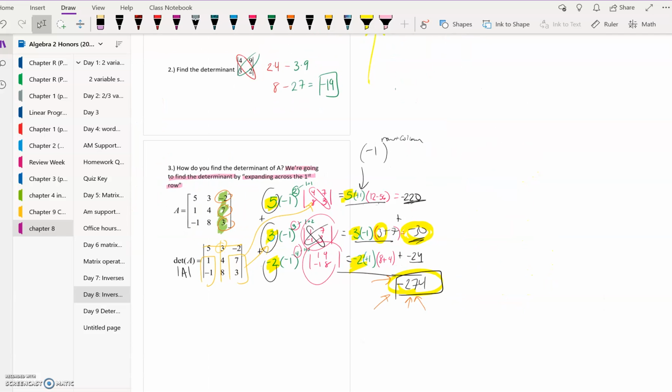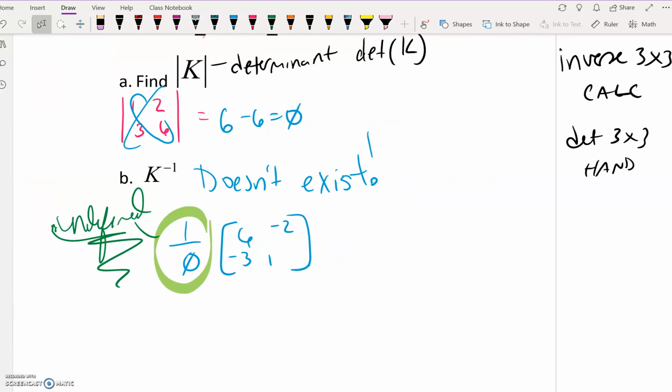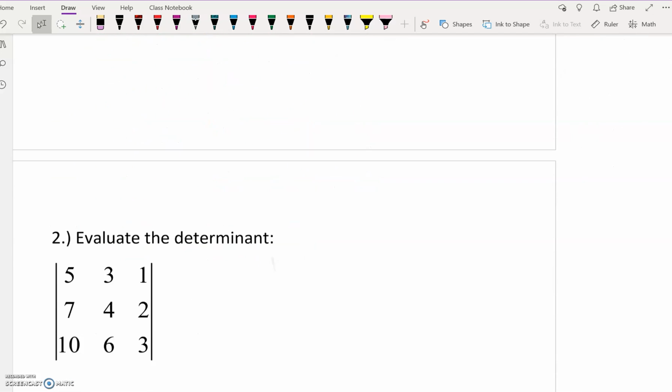The first ever 3 by 3 determinant, Miss Goldenberg couldn't multiply correctly. I'm hoping for a better one this time. So let's try this one out and see how we're doing.